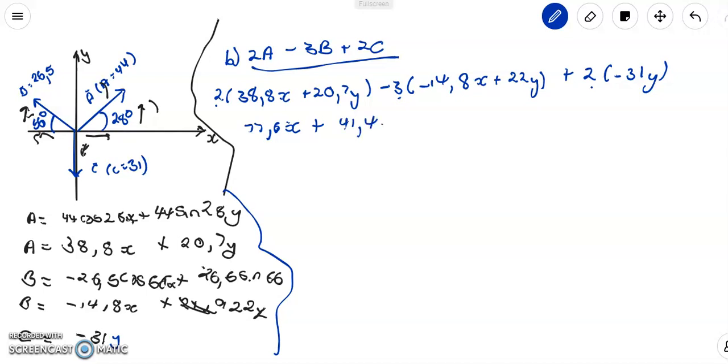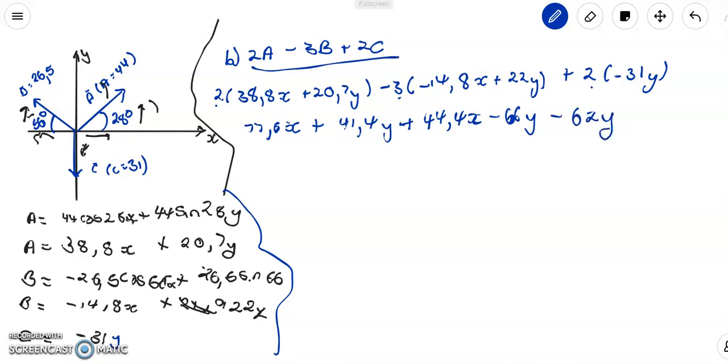Minus a minus, and a minus will give me a positive, because minus 3 times minus 14.8 is plus 44.4x, and then 22 times 3, 22, 44, 66, minus 66y, minus 62y.